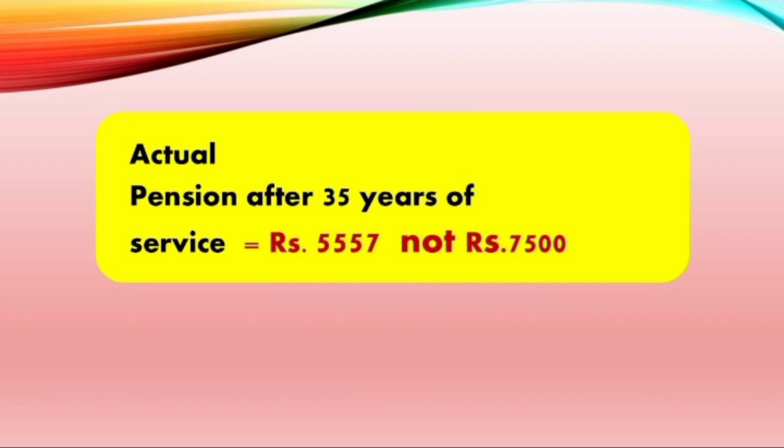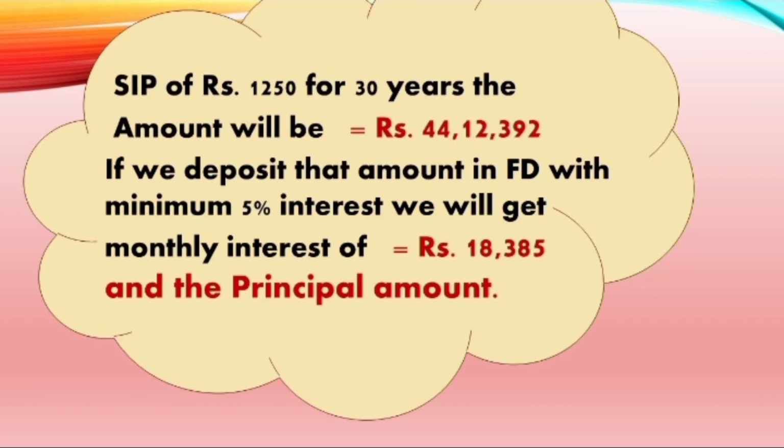So, what do you think? Is it justifiable? No. Instead of that, if you start an SIP of rupees 1,250, why I mentioned 1,250? Because this is the amount which is normally going into the EPS scheme. So, if you start an SIP of rupees 1,250 for 30 years, the amount will be rupees 44,12,392 as per the SIP calculators.